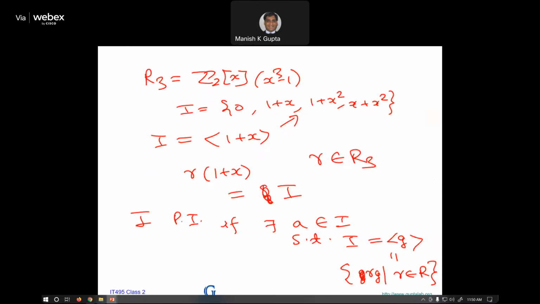I'll just summarize that any ideal here is generated by a principal polynomial. Let's call it a generator. 1 plus x is acting as a generator. Take 1 plus x, multiply with every element of Z2[x], you will get all four elements. Okay, so this is acting as a generator here. It's known as the generator polynomial.